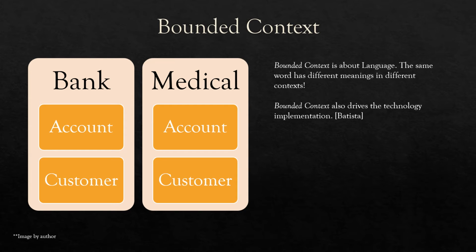Following the domain is the bounded context. The bounded context is all about language. Context is important because words can have multiple meanings based on who you are speaking to. A customer at a bank is different and will have different attributes than a customer of a hospital. While there will be overlap, the bounded context in which a domain or subdomain exists is crucial to understanding the meaning.